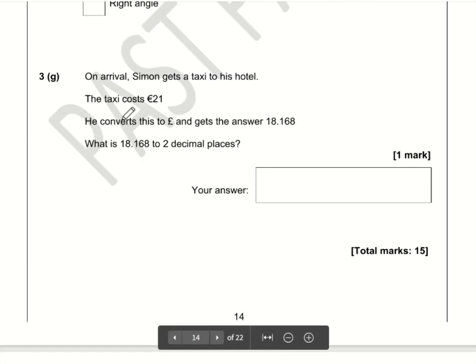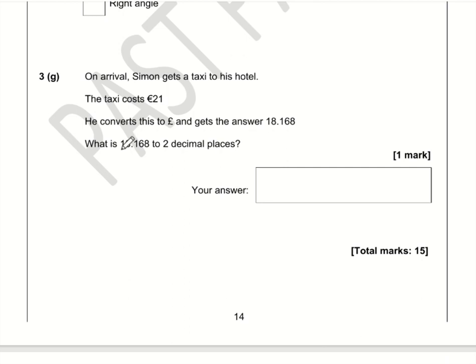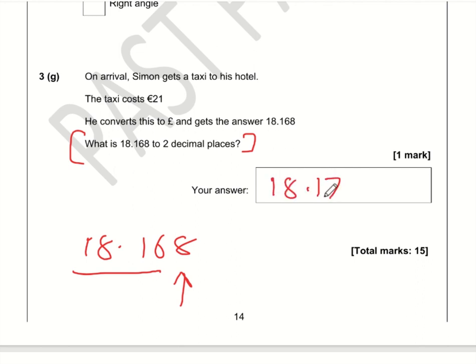So all we need to do here, we don't really need to worry about the context of this question. It's simply, this is the question here. What is 18.168 to 2 decimal places? So if we're rounding to 2 decimal places, we're interested in the value of the 3rd decimal place. If this number here is 5 or greater, then the column to the left will move up by 1. 8 is greater than 5, so the column will move up from a 6 to a 7, so that's 18.17.